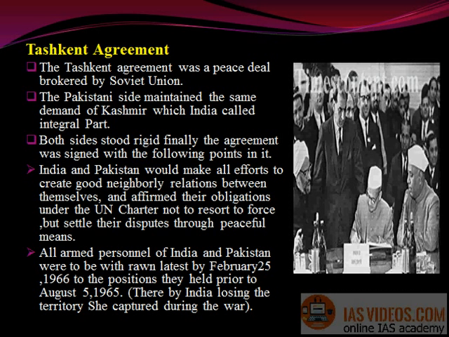India and Pakistan would make all efforts to create good neighborly relations between themselves, and affirmed their obligations under the UN Charter not to resort to force, but settle their disputes through peaceful means. All armed personnel of India and Pakistan were to be withdrawn by February 25, 1966 to the positions they held prior to August 5, 1965. Thereby India lost the territory she captured during the war.